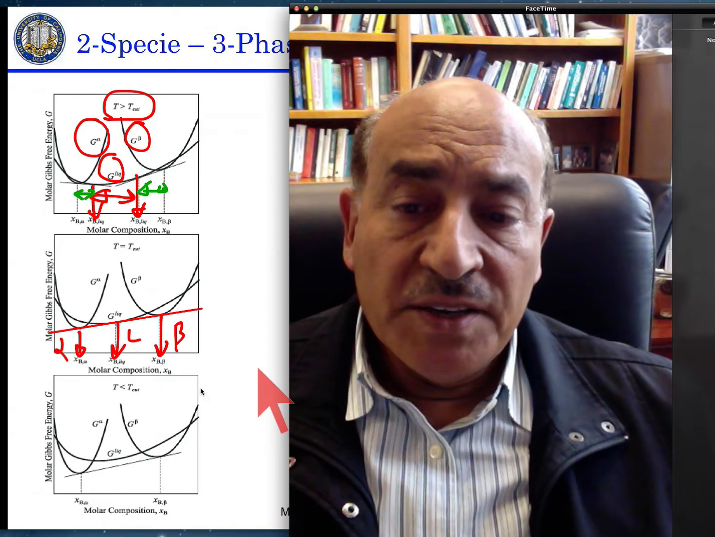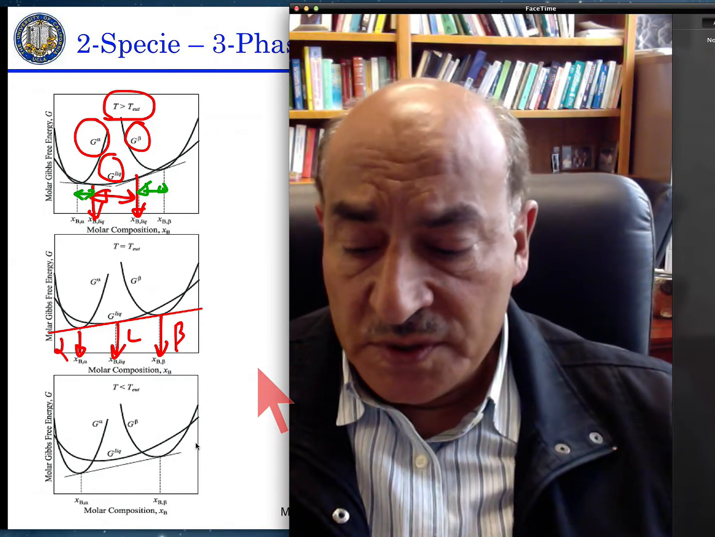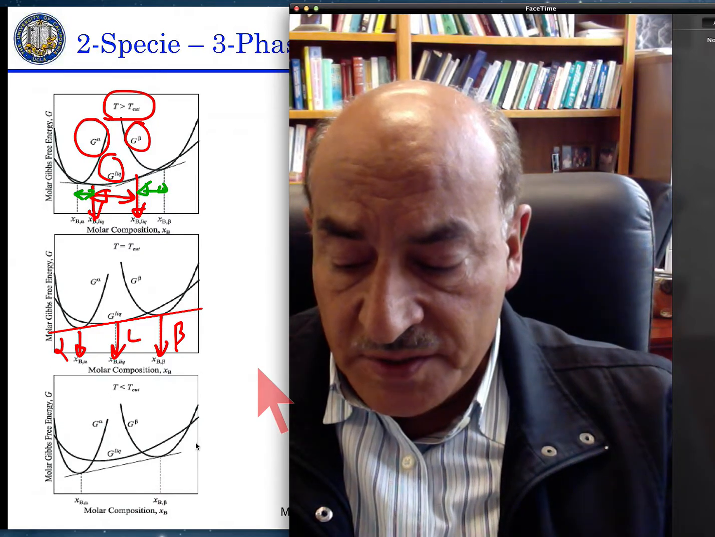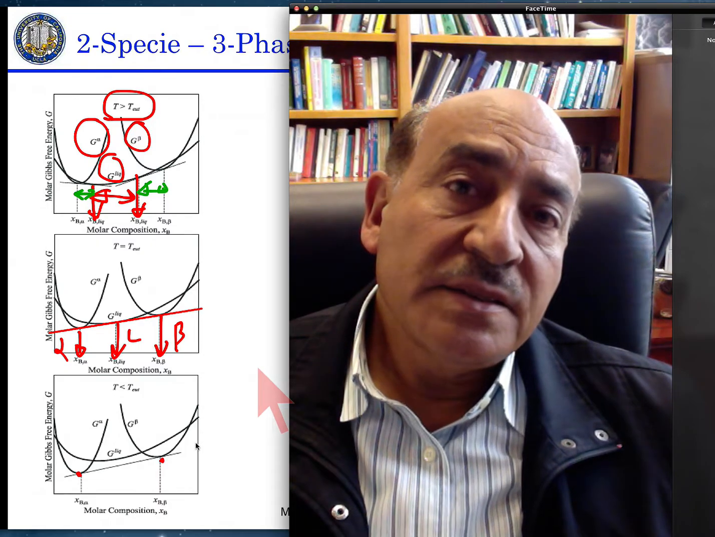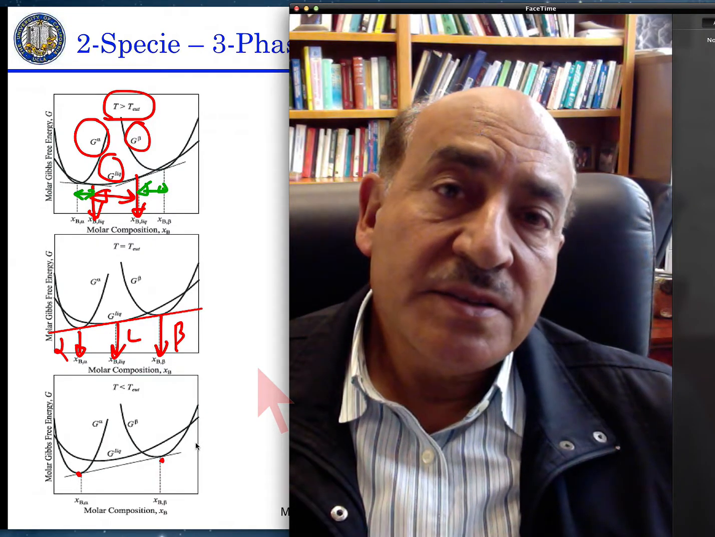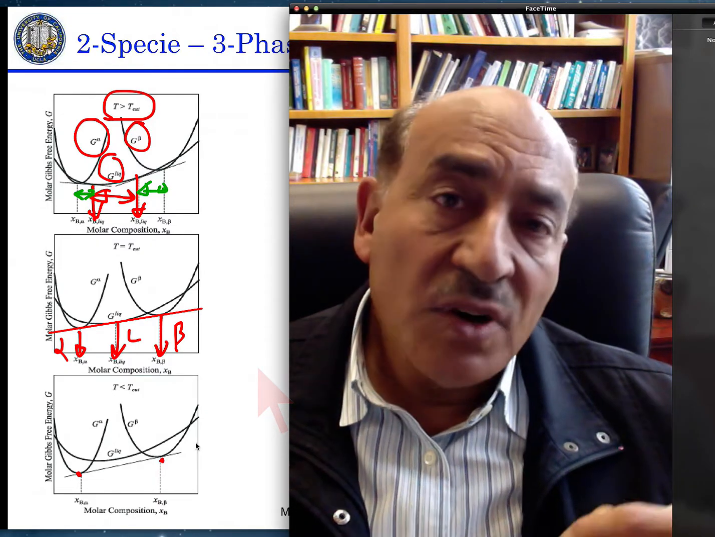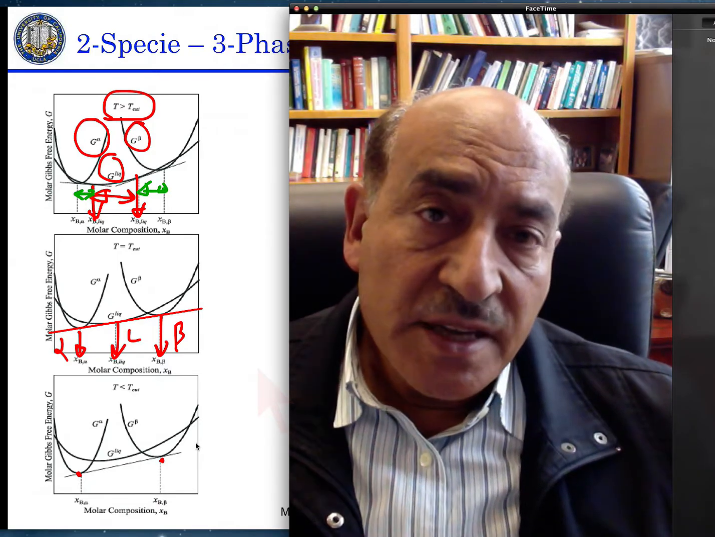If you now lower the temperature a little bit more, then you get into a situation where the whole alloy is solid, and the liquid phase Gibbs free energy is too high, so it's not stable.